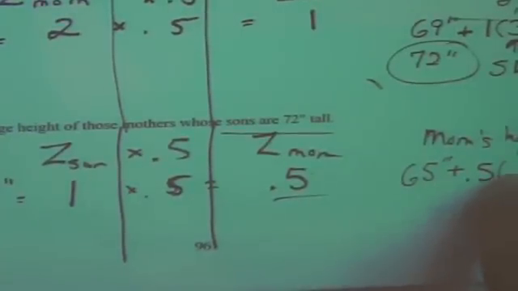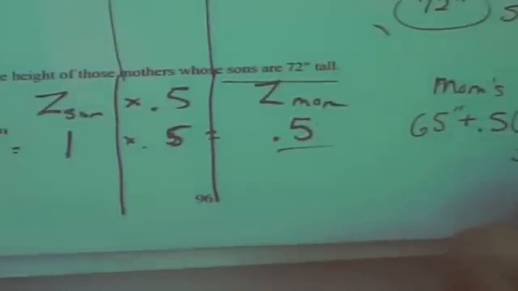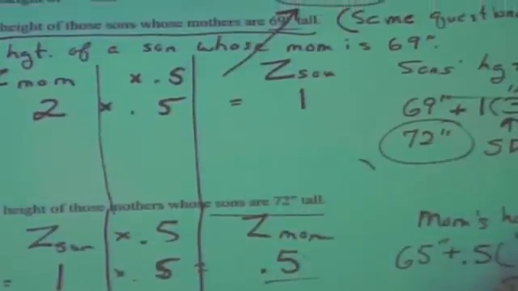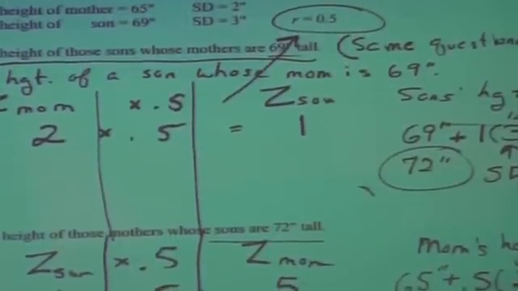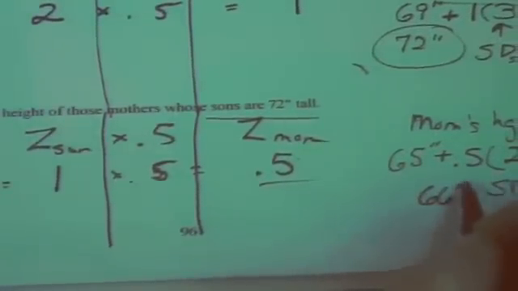So what do you think goes in there, 2 or 3? Be really careful. This is a mistake most people make. We're at mothers, so what should I put in here? We have 2 standard deviations. Which one goes with the mothers? 2. So how tall are the mothers? 66 inches.